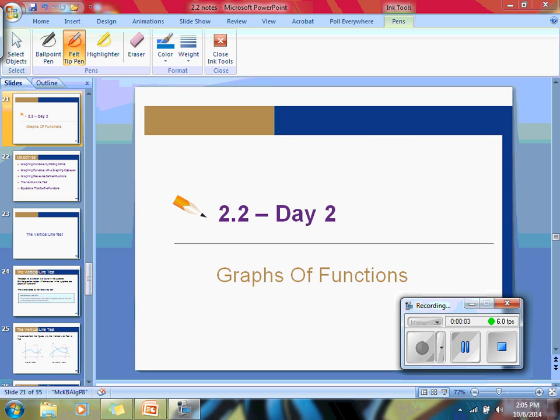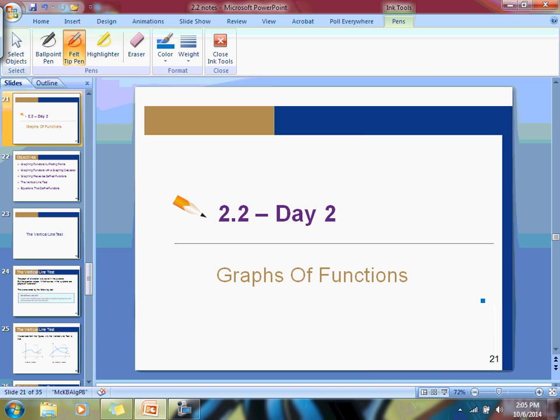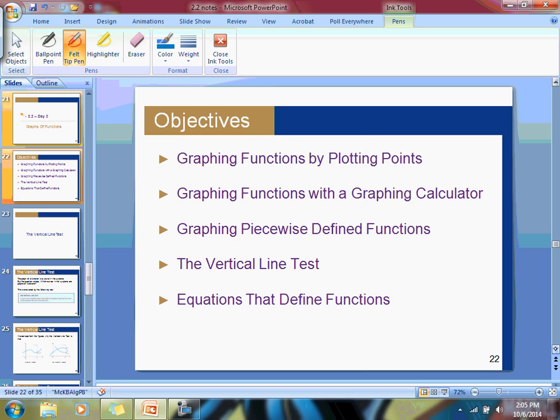Welcome to Mrs. Neller's notes for her pre-calculus class. These are the notes for section 2.2, day 2, entitled Graphs of Functions. And today we're going to talk more about the vertical line test and equations that define functions.